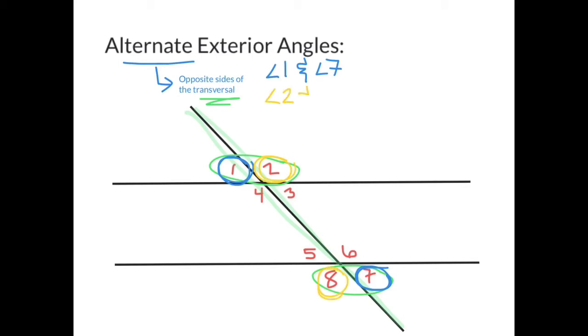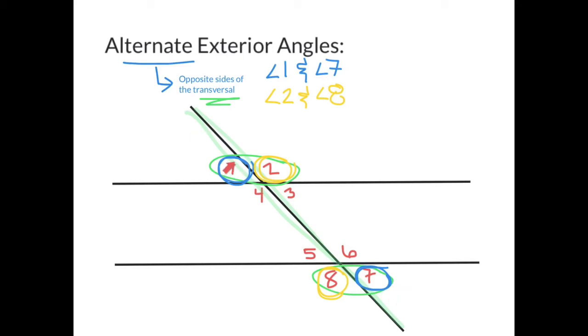Angle 2 and angle 8. Those are your pairs. Those are alternate exterior angles. They are on the outside of the parallel lines and on opposite sides of the transversal. And this is important because they have a special relationship.